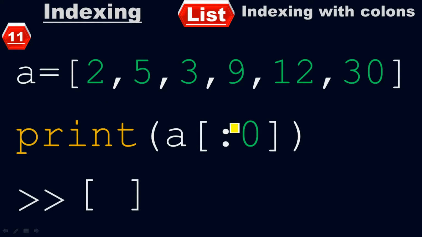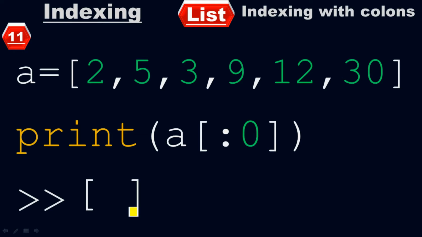But when it comes to the right side, we have 0 indexing. What is the value of this list at 0 index value? 2. 2 is the value. 2 is the value at index 0, at index 0 in the memory. But why did we get an empty list?